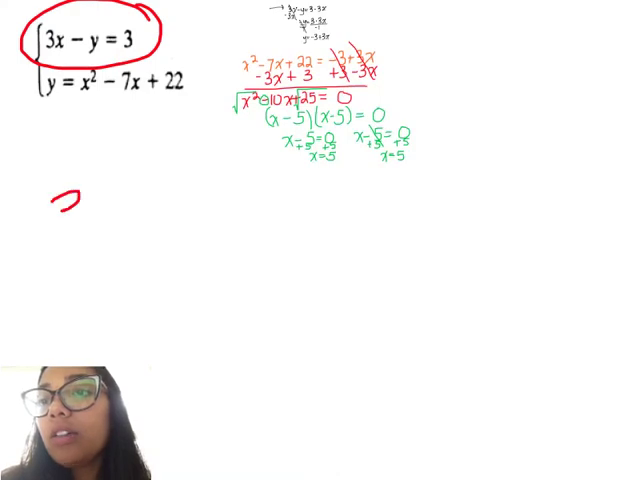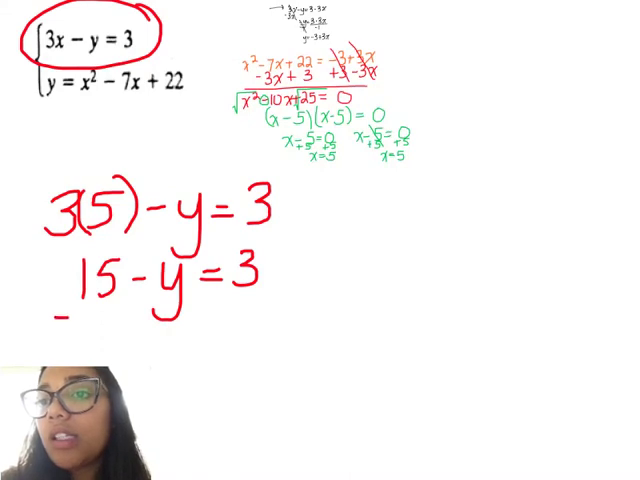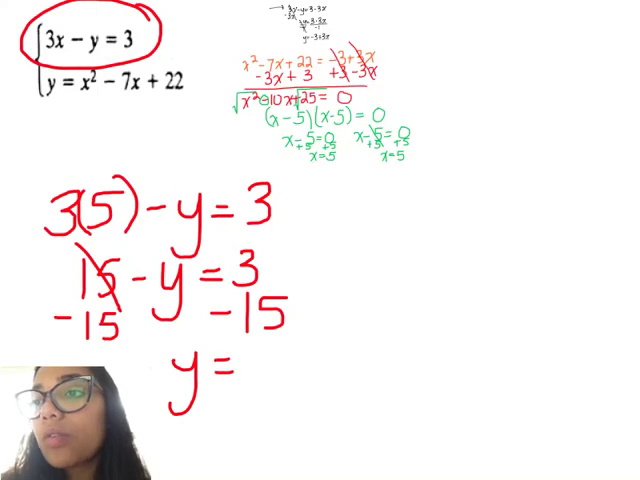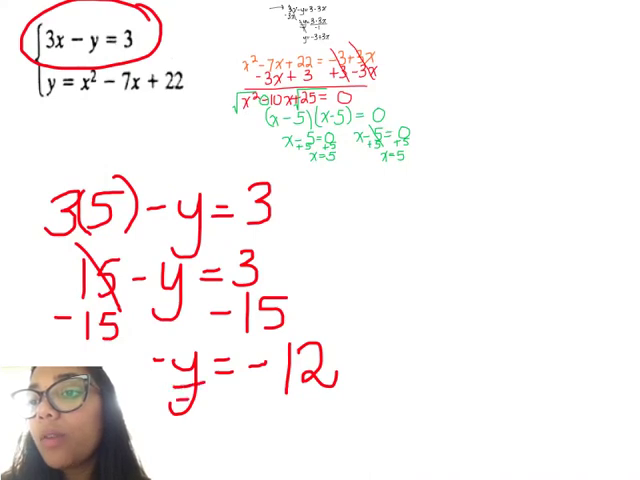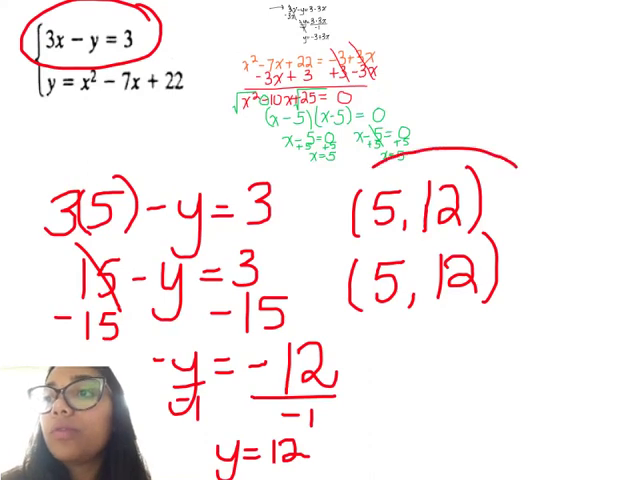So I have 3 times 5 minus y equals 3. 15 minus y equals 3. And I subtract 15 from both sides. Negative y equals negative 12. I divide by negative 1 on both sides. And so y will equal 12. And because they're both 5, I don't need to work it out twice. I just know that my two answers are going to be x is 5 and y is 12.